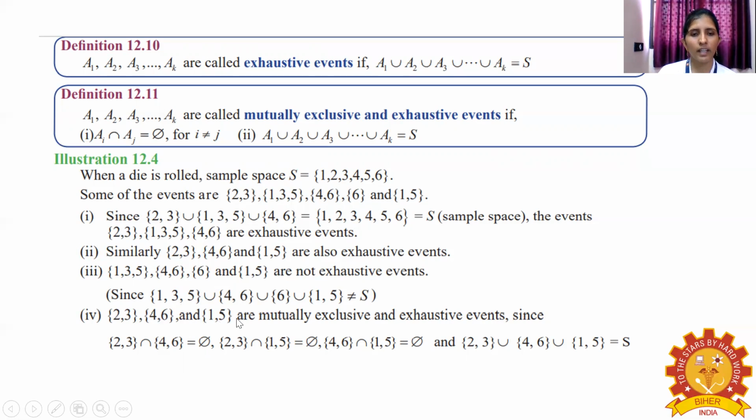And when do we say they are mutually exclusive and exhaustive events? Suppose {2, 3}, {4, 6} and {1, 5}: we do not have any common element in each set, and the union of all these sets is equal to the sample space S. Then we call these mutually exclusive and exhaustive events.